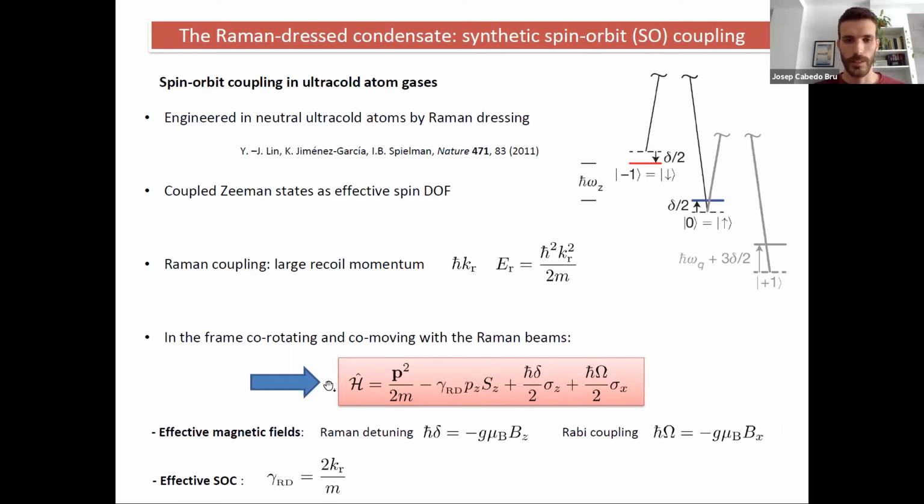In this frame, the Hamiltonian then has a structure where the spin-orbit coupling term naturally appears, which in turn can be tuned externally by playing with the angle of the Raman beams involved in the coupling. And we also have extra effective magnetic field terms that can be controlled with the detuning from resonance of the Raman transition and with the Raman strength, so with the intensity of the laser.